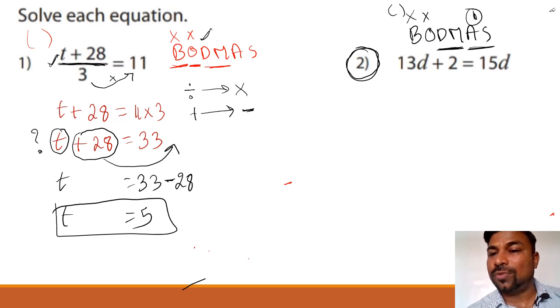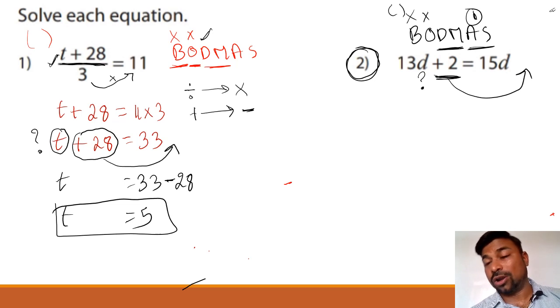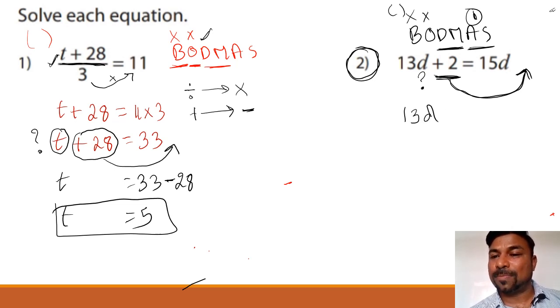Why? Because we need the value of d. Who is there along with it? The plus 2. You send it to the other side. Or you can do one more thing before that. Instead of sending the 2 to the other side, please check it out. I will rewrite the question for you. It's 13d plus 2 equals 15d.